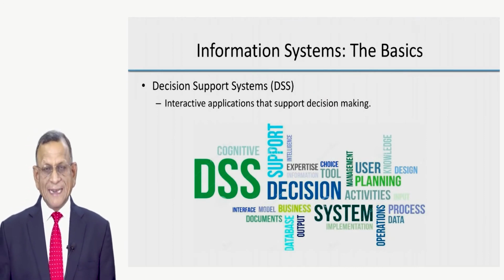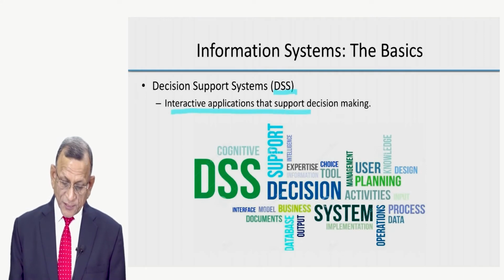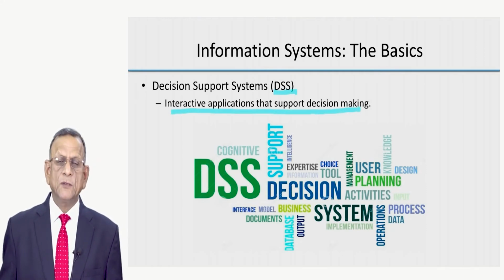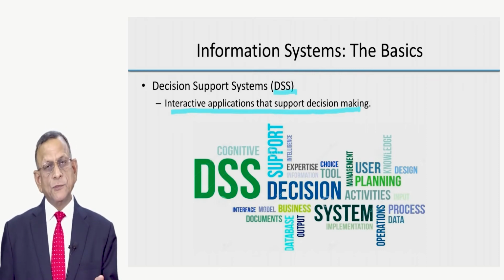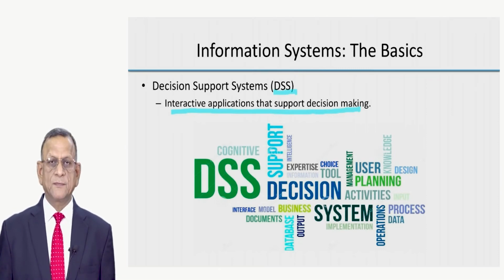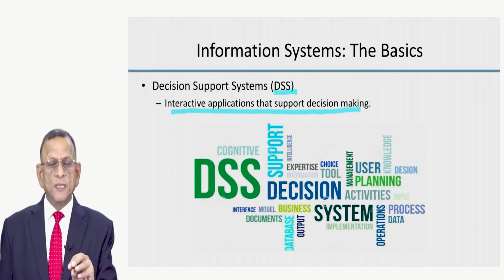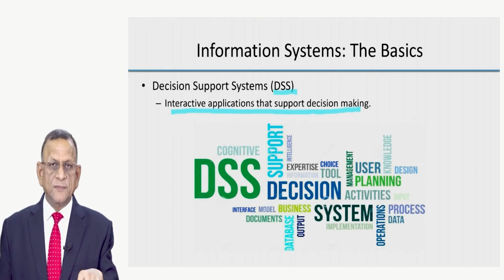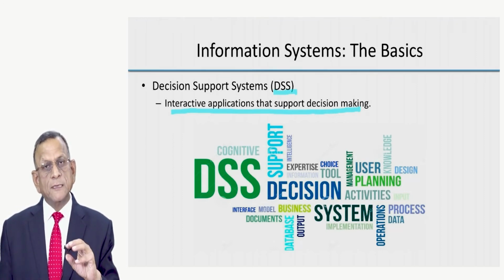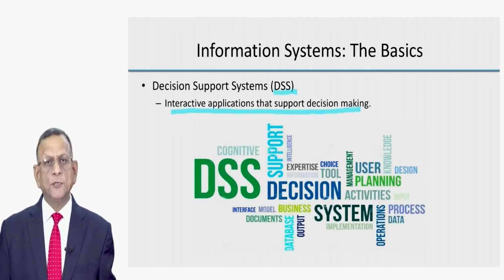Now friends, the next is decision support systems. This is an interactive application that supports decision making. What is this interactivity doing at this level, which was not there in MIS? Interactivity means that you will give some input apart from the inputs which the system already has, and now on the basis of the new assumption, the data will be processed and the result will be shown to you.